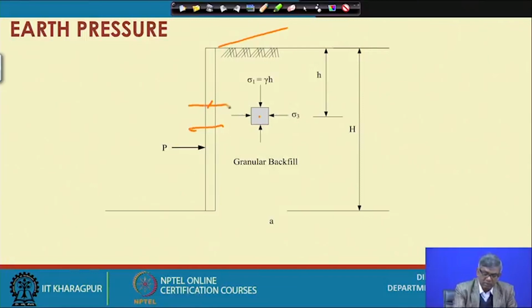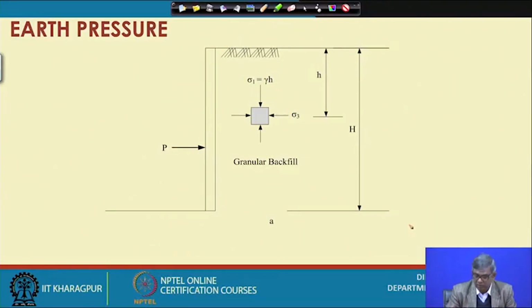And if the wall moves in this direction, then this sigma 3 will slowly increase and it will reach a maximum value, and that is the maximum lateral earth pressure. And by that way sigma 3, though it is termed as sigma 3, in the passive case becomes the major principal stress because it is bigger than this. So, that I will take in the subsequent figure or in the pages. Let me go to the next slide.